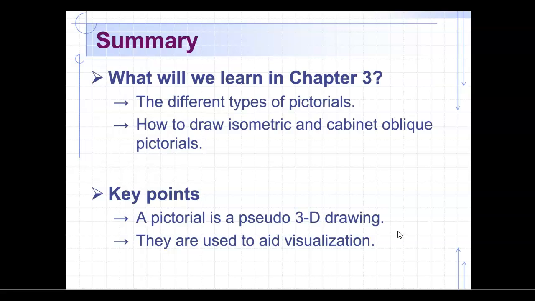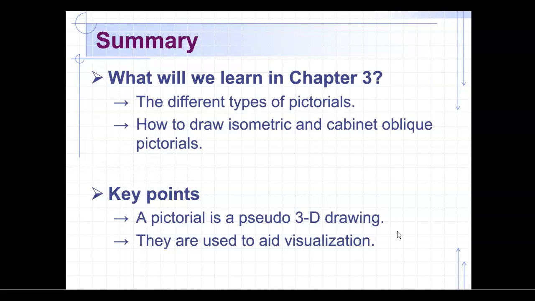Now, there are several different types of pictorials that we're going to talk about. You're going to need to get to know. We're going to go over how to draw these, both isometric and what's referred to as cabinet oblique pictorials. The main thing that you want to take away here, of course, is that a pictorial is basically just any type of a three-dimensional drawing.